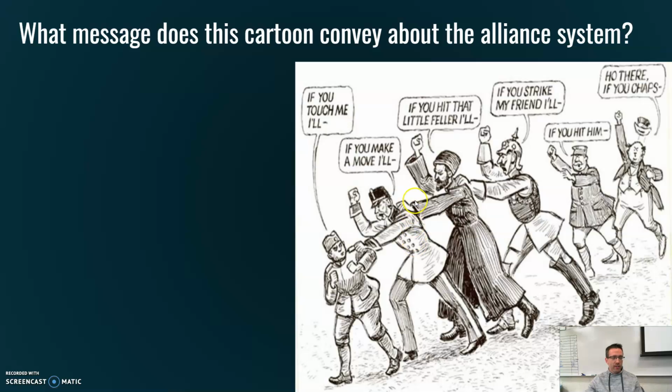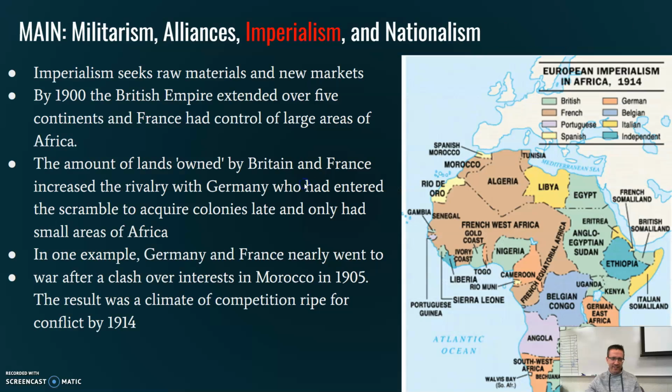Okay? So we look at this cartoon. We have, if you touch me, I'll. If you make a move, I'll. If you hit that little feller, I'll. And it keeps going back. And you just see, what message is this cartoon conveying? Right? You make one threat, and you've got all these people backing it up, right? You even have England jump in at the end. All right. So that's alliances.